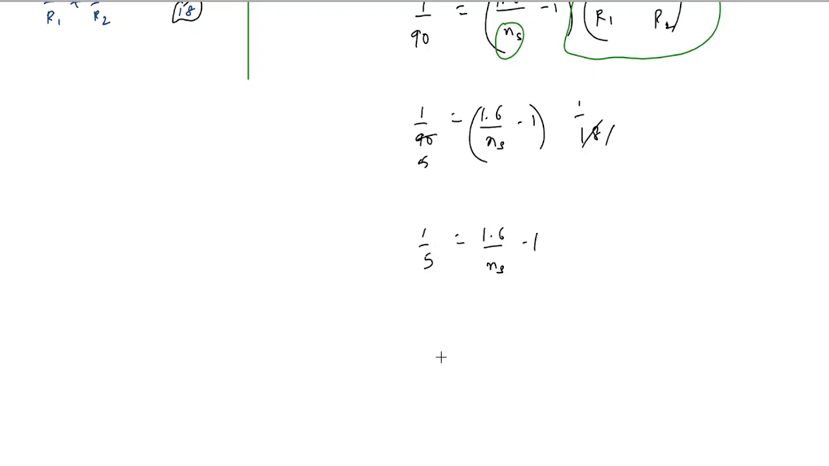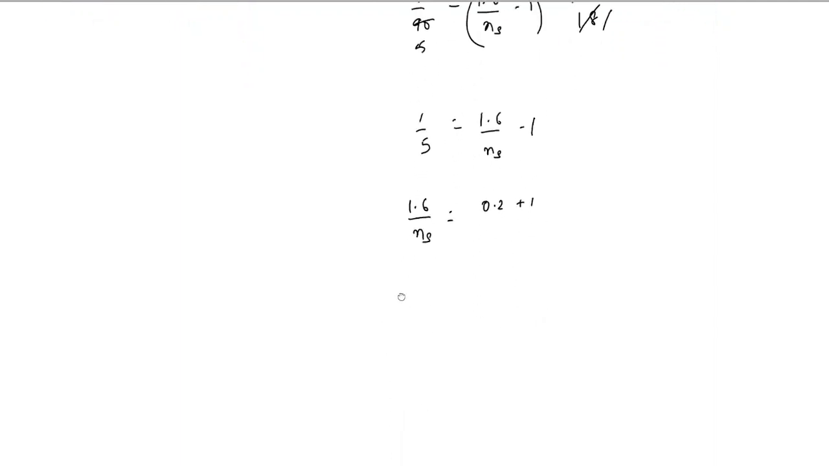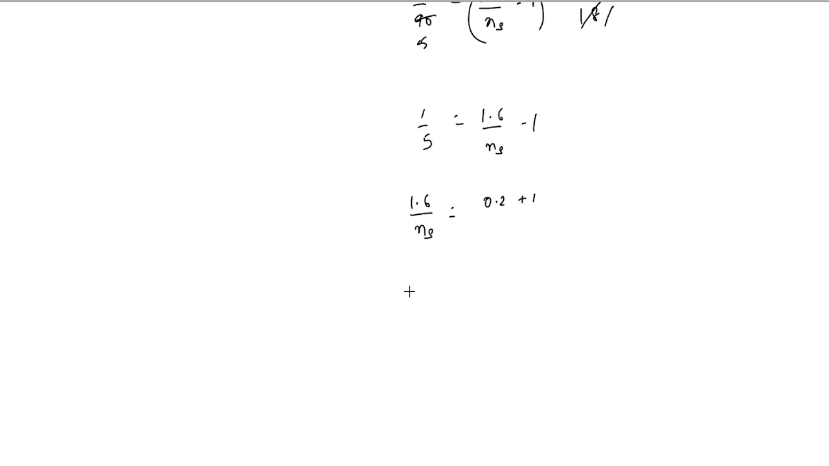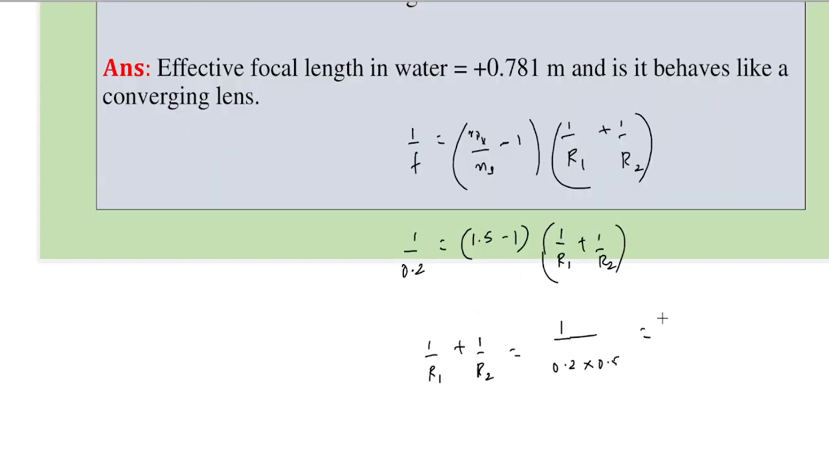Let's bring this to this side. So 1.6 by n for surrounding is equal to, we can write 1 by 5 as 0.2, plus 1, so 1.2. So n for surrounding would be 1.6 by 1.2, which is 1.33.